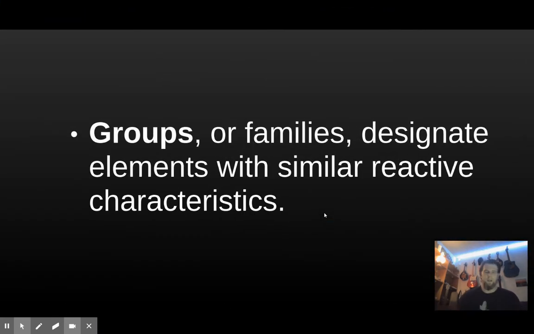So groups or families, which they can also be called, designate elements with similar reactive characteristics. So we're going to see a video once this is all done about reactivity with certain metals in the alkali group, which we're going to get to.